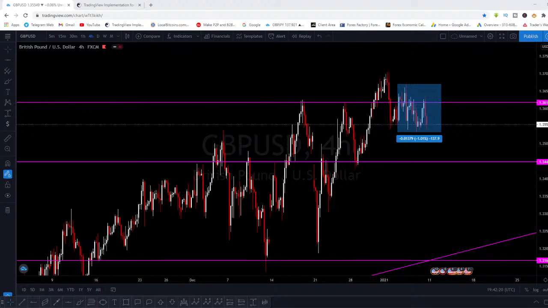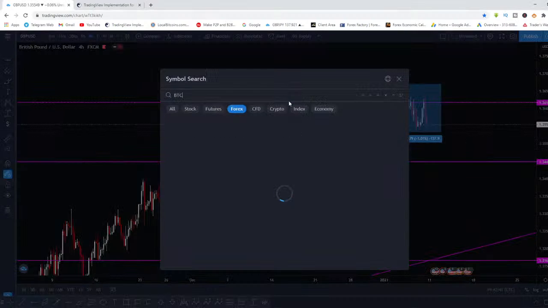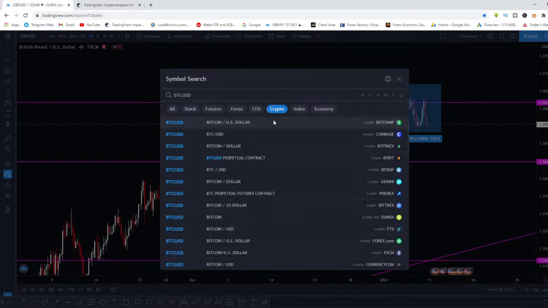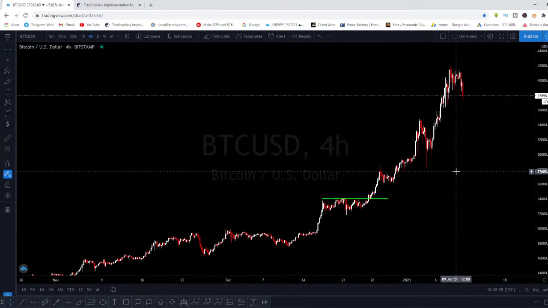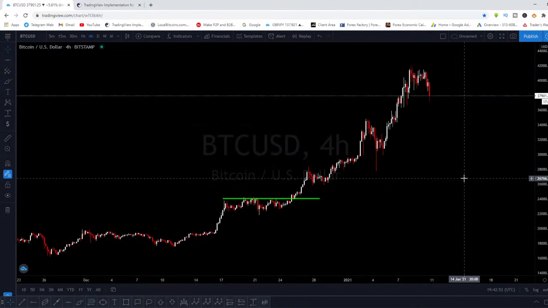So yeah, somebody is saying what you think about BTC USD, right? So I will check it out. BTC USD. That's going to be crypto, and this is BTC USD right now. And this is the 4 hour time frame.